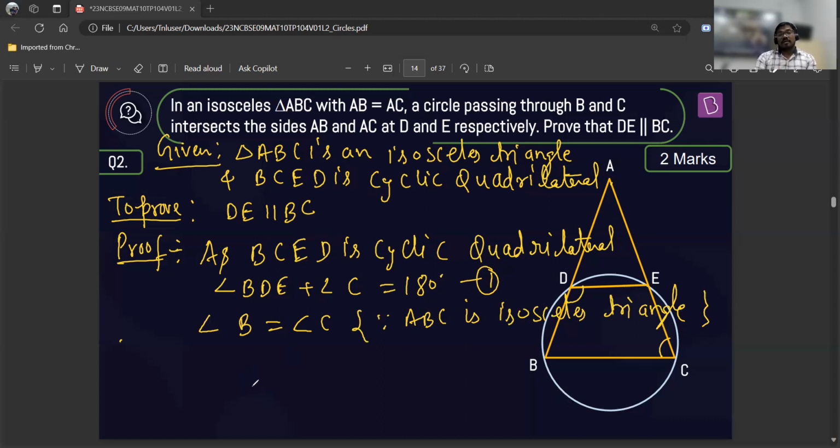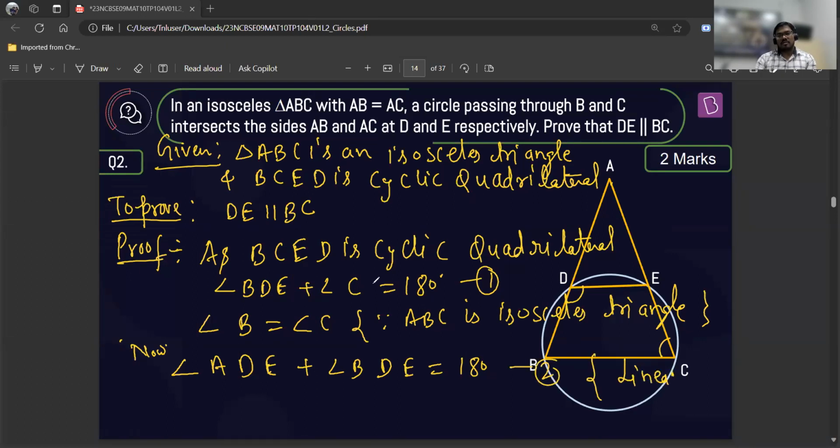Okay, and now angle ADE plus angle BDE is also 180. Why is this 180? They are a linear pair, right? Let me show it in different colors so you can easily identify the angles. I'm talking about this angle and this angle. Are they a linear pair? Yes, they are a linear pair, right?